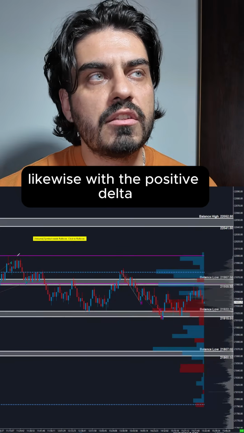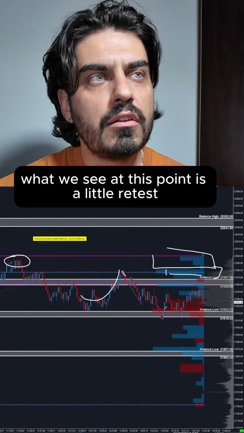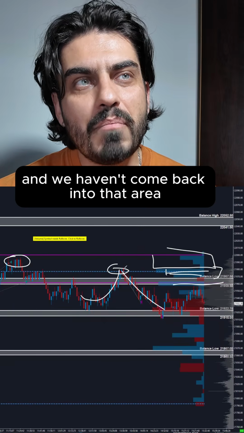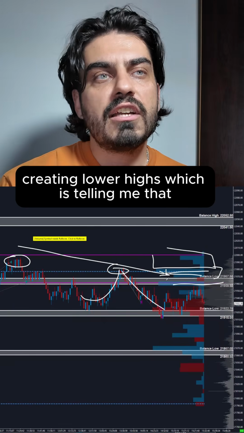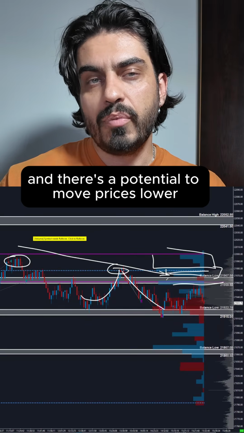Likewise with the positive delta. Once we create this massive cluster of absorption, what we see at this point is a little retest, and we haven't come back into that area creating lower highs, which is telling me that this absorption is very strong and there's a potential to move prices lower.